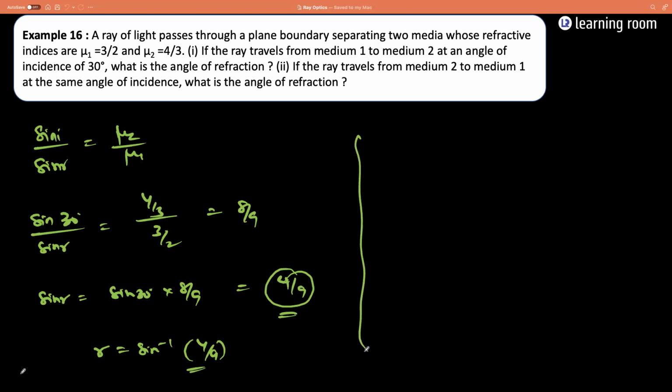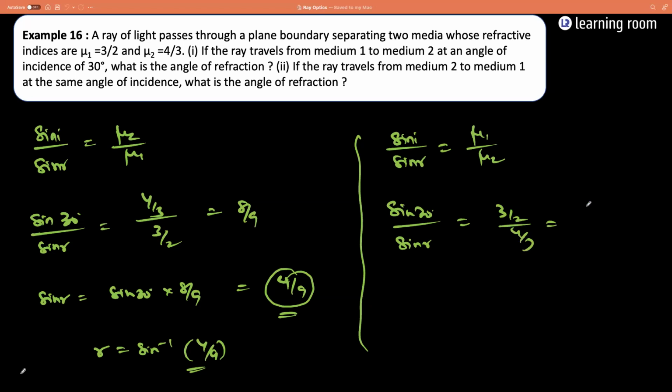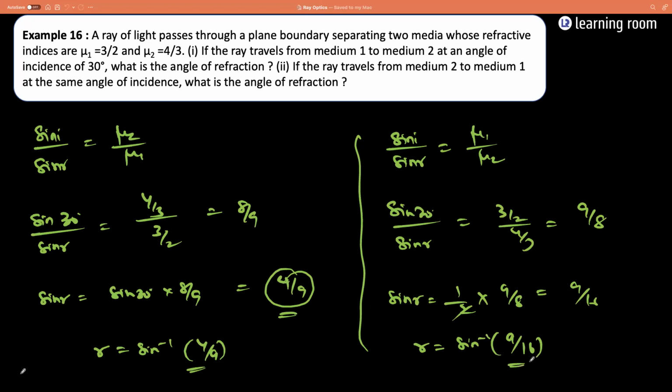Similarly, if the ray travels from medium 2 to medium 1 at the same angle of incidence, then sin I by sin R will be equal to mu1 by mu2. So sin 30 divided by sin R is equal to mu1 by mu2, which is 3 by 2 divided by 4 by 3, which will be 9 by 8. So sin R will be equal to half into 9 by 8, which is going to be 9 divided by 16. So R will be equal to sin inverse of 9 by 16.